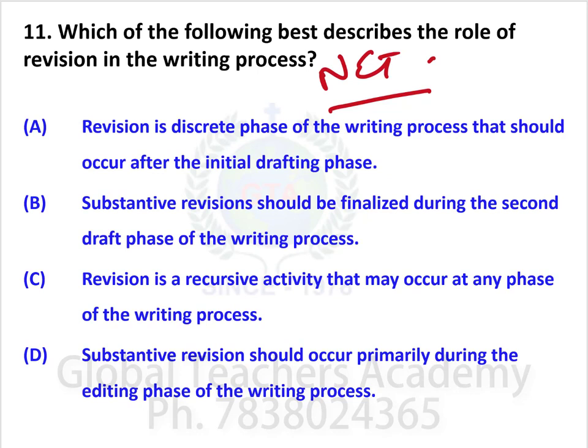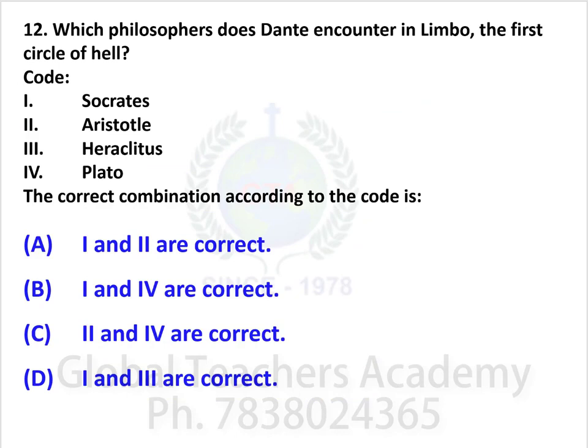It's not like you always have to write the entire thing once and then go back and revise it. Even after you've written two paragraphs, even if you're writing a poem, even after you've written two stanzas, it's an activity that you can always go back to and revise again. So there is no fixed definition for revision. It's a constantly occurring activity and it can occur at any phase of your writing process. The answer here is going to be C. Moving on to the next question.